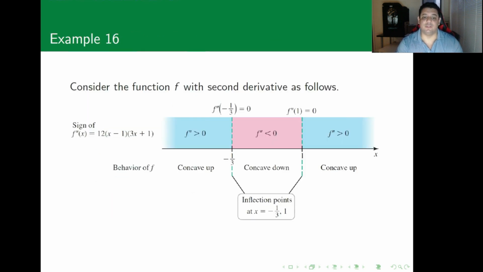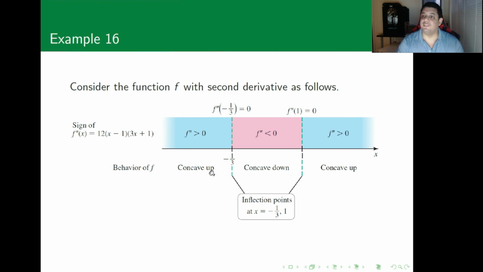Now, let's work with an example. Let's consider a function so that the second derivative is going to have this behavior. We have f double prime is (x minus 1) times (3x plus 1). So the first thing is we're going to look for those inflection points. Notice that we have second derivative zeros here at x equals 1 and x equals minus 1/3.